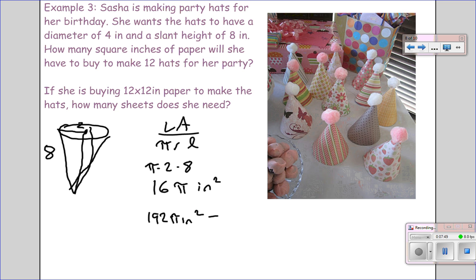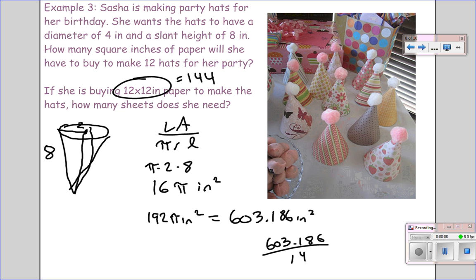So we're actually going to have to take this now and multiply it by pi, because this is an application problem. So we get 603.186 square inches is what she needs. Now, if the paper is 12 by 12, the surface area of that paper is 144. So I do 603.186 divided by 144, and I get that she needs 4.188 pieces of paper, but that doesn't make sense to buy that much at a store, so she needs to buy 5 pieces of paper to make these cones.